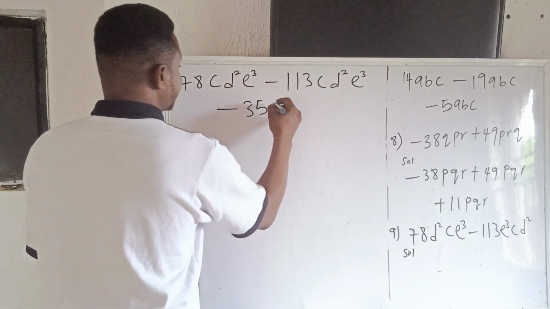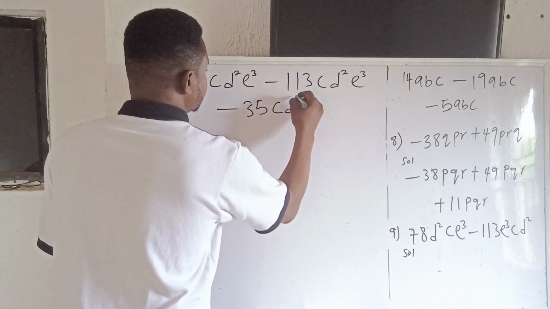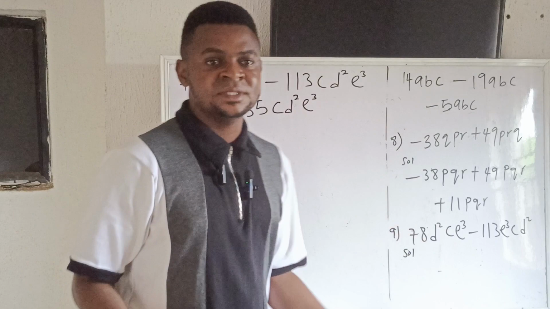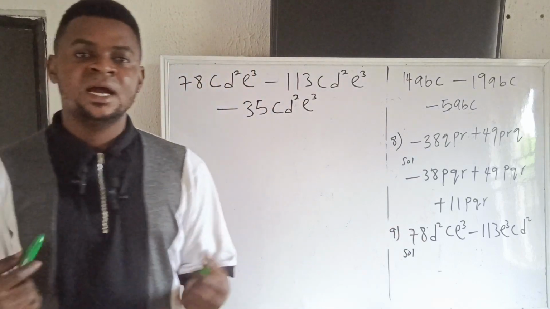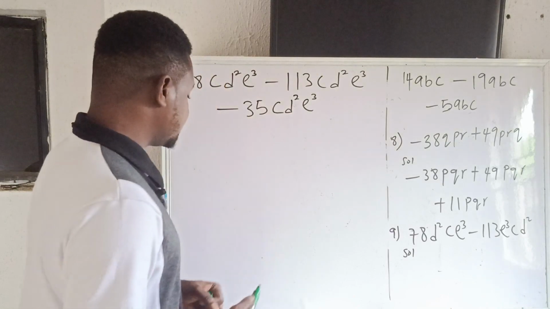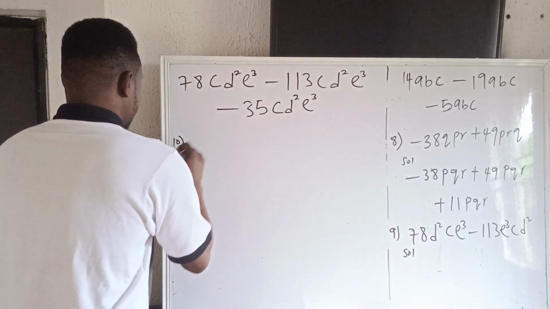Then I will now attach back my variables, which are c d squared e raised to the power of 3. So since the variables are similar, I was able to add and I was able to what? Subtract. Are you taking note of that? So this is not actually hard. So the next one, we're going to look at example 10.